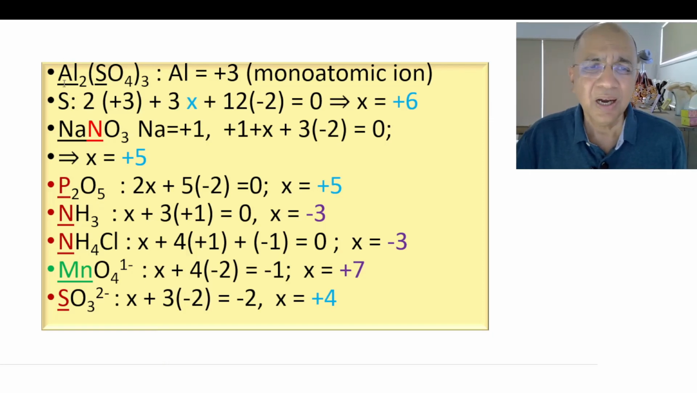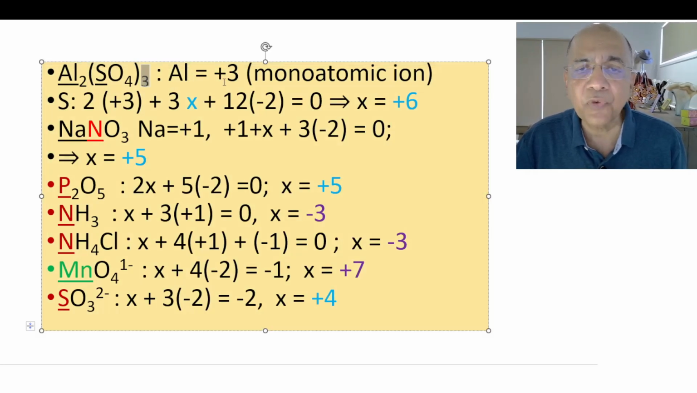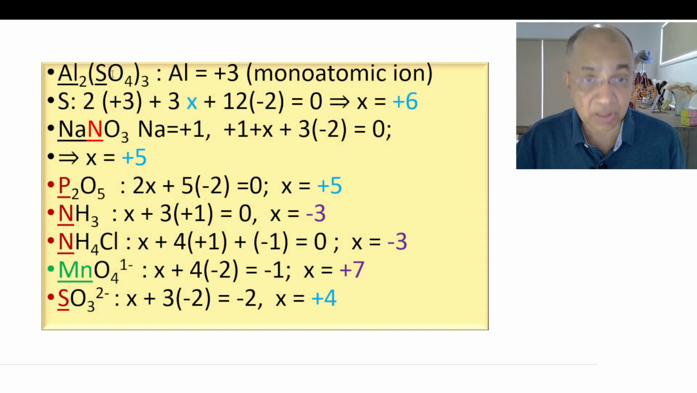Next, we shall discuss how to find the oxidation number of aluminium and sulfur in aluminium sulfate. Since aluminium is a monoatomic ion, its valency is 3, therefore its oxidation state is +3. There is no need to put X method or algebra method to find. It is a monoatomic ion having no variable valency, so it is +3. But sulfur, either you can find for sulfate ion which is present in aluminium sulfate, or if you are a little novice, then we can apply for the whole molecule.